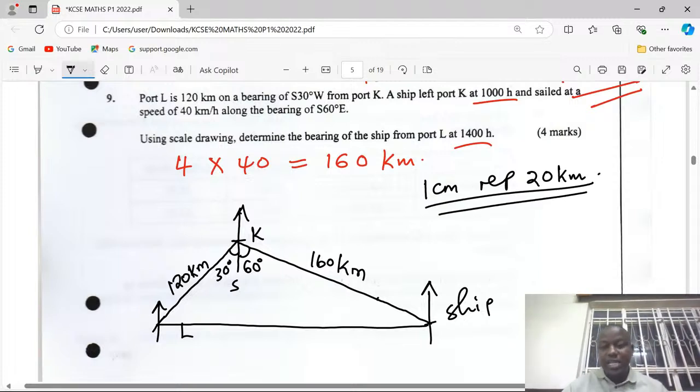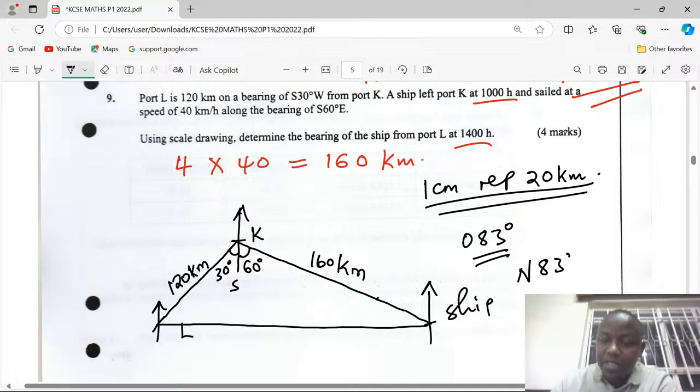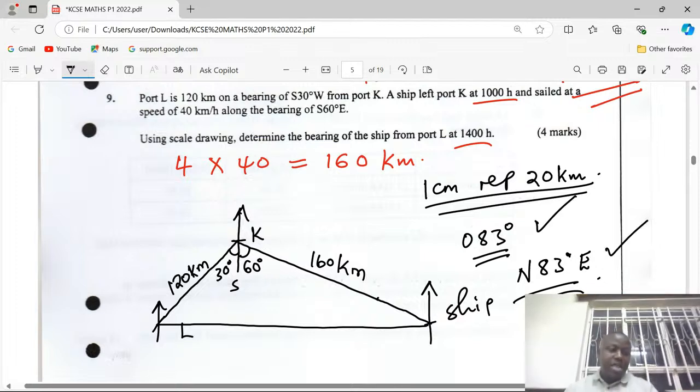Draw the actual diagram now, and confirm the bearing to be 083, or simply from the north, 83 degrees towards the east. Just confirm that bearing. It can be stated as true bearing or the compass bearing.